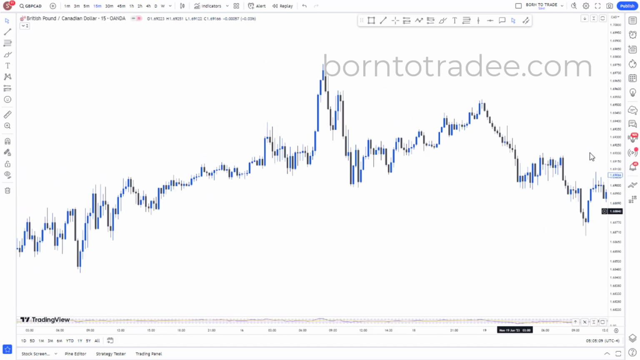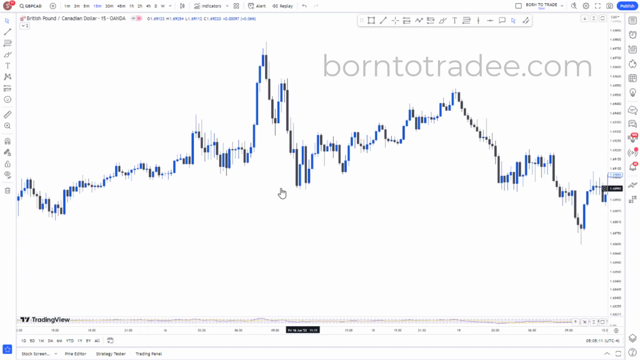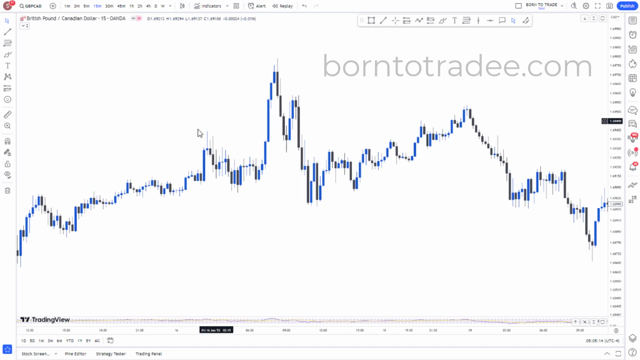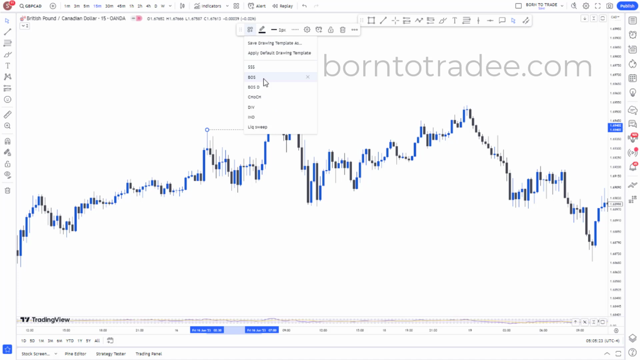So what you can actually see over here is that price has been in an uptrend, and over here we see price break structure to the upside. This is a very clean break of structure to the upside, so we can go ahead and label that as our break of structure.